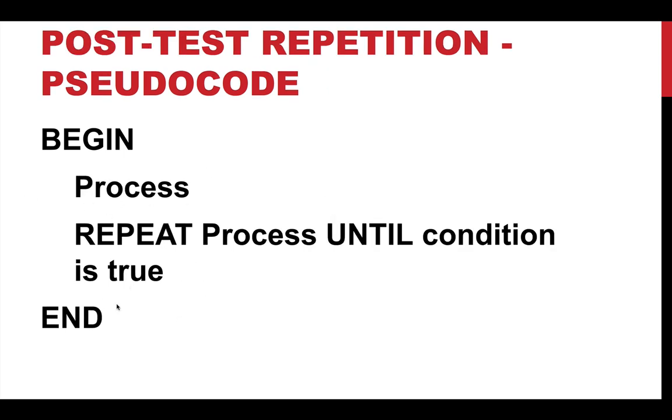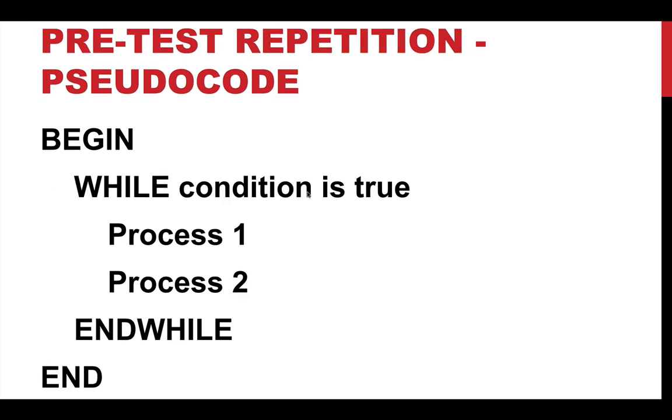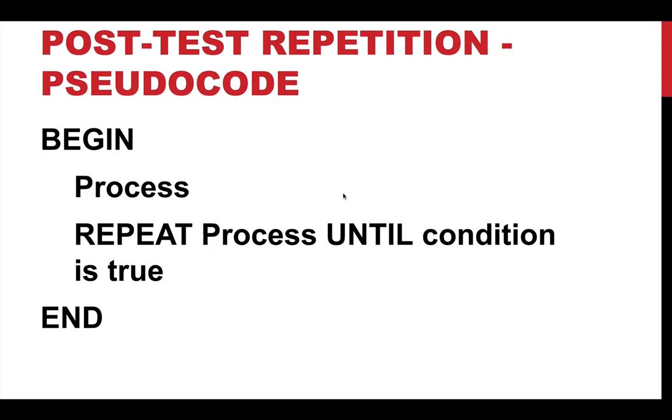So for something like unlocking your phone, you definitely wouldn't want to repeat post-test or repeat until, because no matter what, your logic will always give you one free pass in order to be able to unlock your phone. You definitely need to check that condition first.